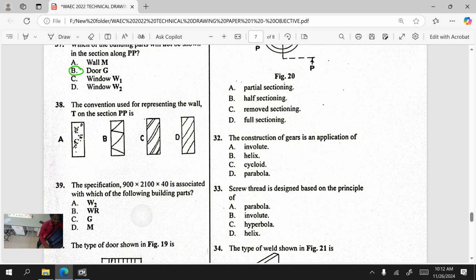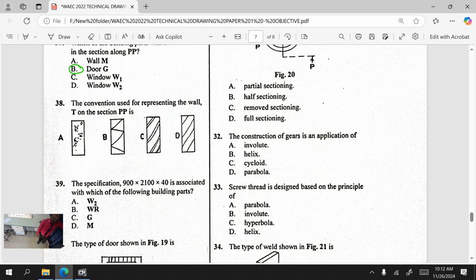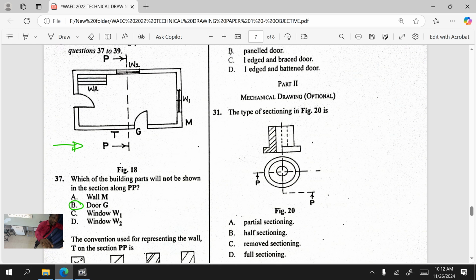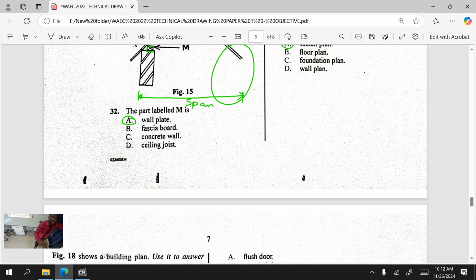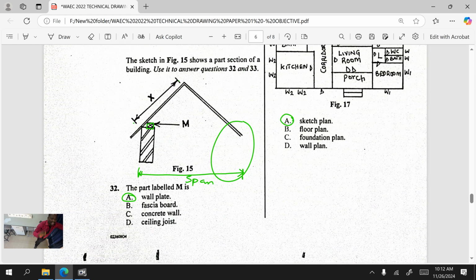The convention used for representing the wall T on the section PP. Can you see it now? The convention I'm talking about. So they are asking us the convention used in representing the wall. Just take note of the options. Let me go back and show you. I think I saw a door earlier on, a wall earlier on.